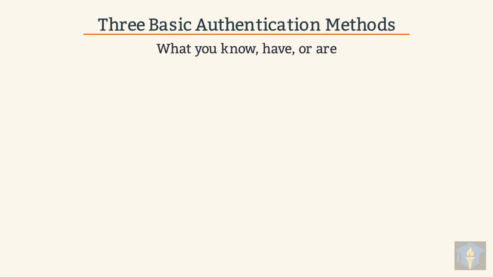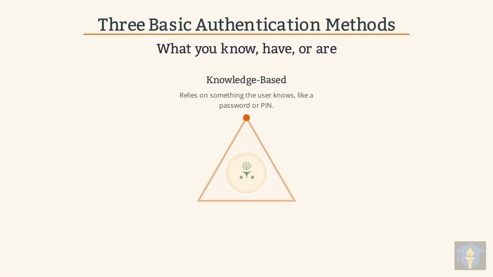These methods are broadly categorized by something you know, something you have, or something you are. First, we have knowledge-based authentication, which relies on information only the user should know. This method relies on something the user knows, such as a confidential password or a personal identification number.